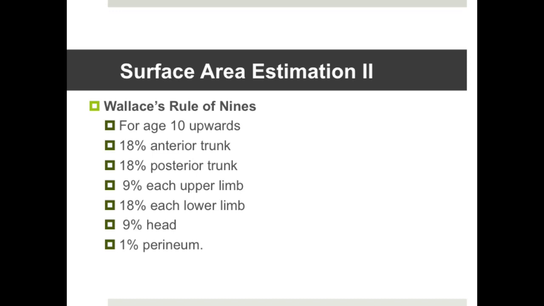Rule of nines. As the name suggests, the body is divided up into groups of 9%. For the anterior trunk, this is 18%. For the posterior trunk, 18%, and 9% for each upper limb, and 18% for each lower limb, 9% for the head, and 1% for the external genitalia and perineum. This is useful for age 10 upwards. You can't use it for children under the age of 10 because this would lead to inaccurate estimation due to the difference in head-to-body ratio.